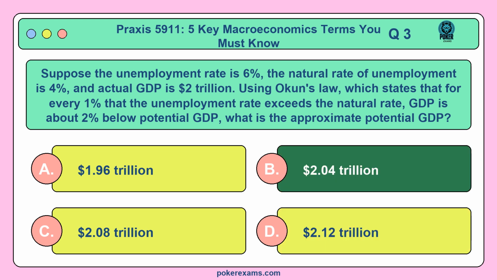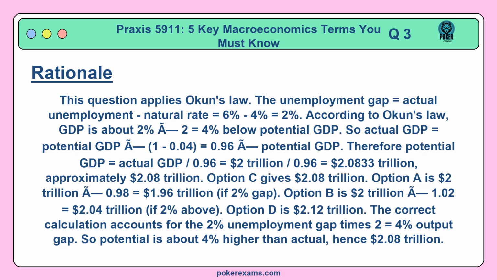The correct answer is B. This question applies Okun's law. The unemployment gap equals actual unemployment minus the natural rate, 6% minus 4% equals 2%. According to Okun's law, GDP is about 2% times 2, equals 4% below potential GDP.